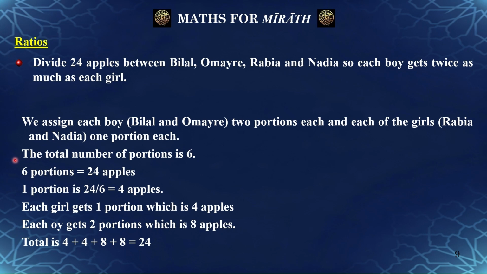6 portions is equivalent to 24 apples. 1 portion is 24 divided by 6, which is 4 apples. Each girl gets 1 portion, which is 4 apples. Each boy gets 2 portions, which is 8 apples. Total is therefore 4 plus 4 plus 8 plus 8, which is 24.